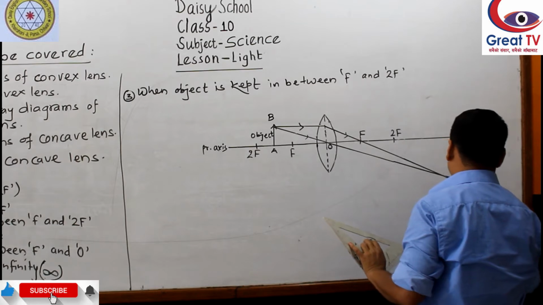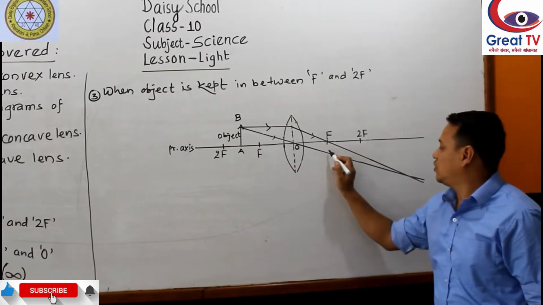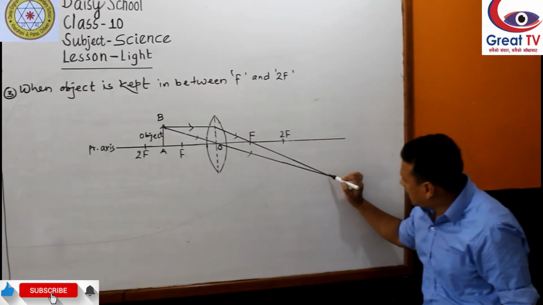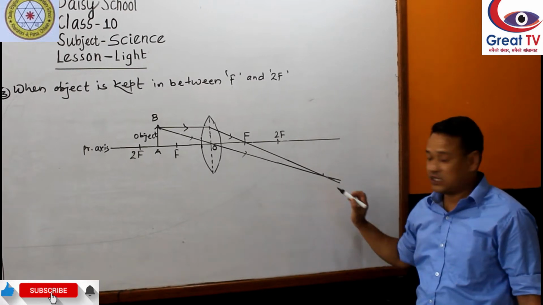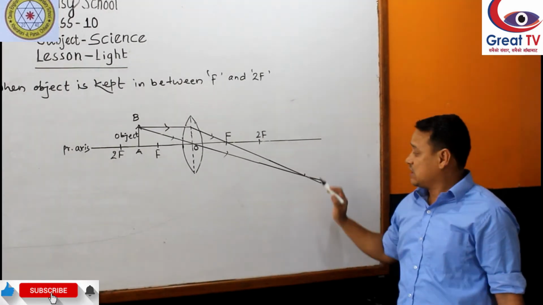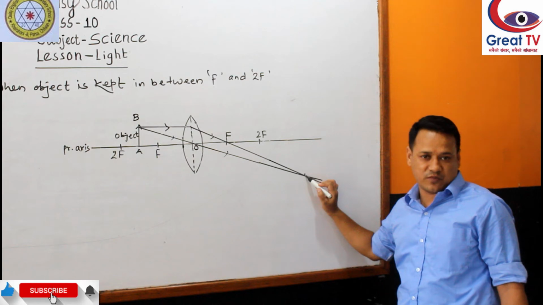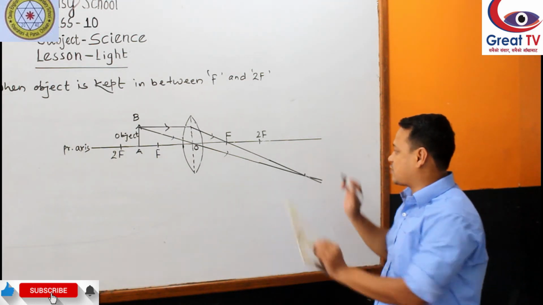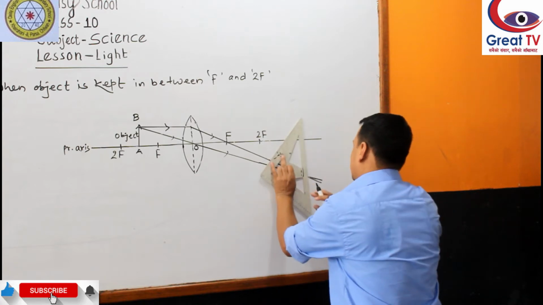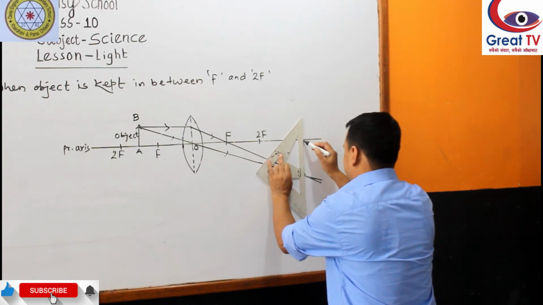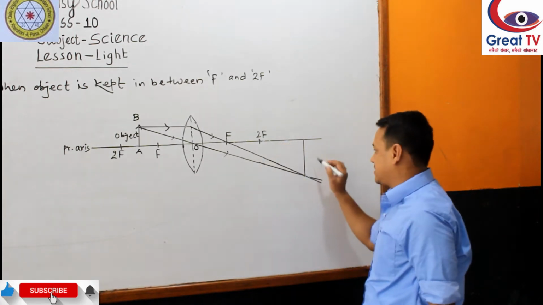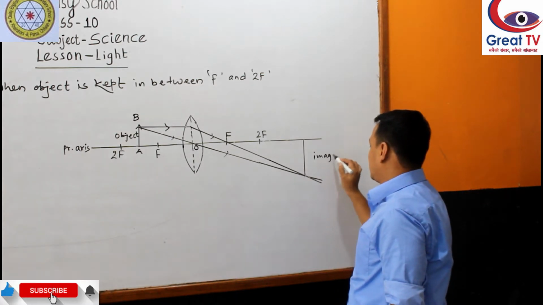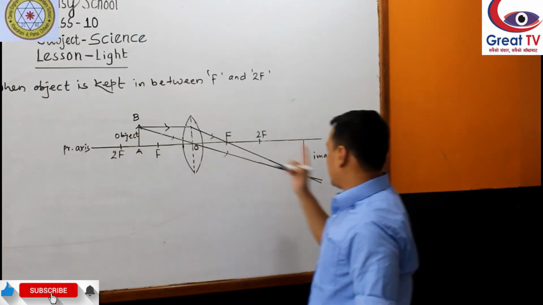So these two light rays are intersecting at this point. It is the position where the image is formed. From this point we have to join to the principal axis. This one is the object and this is the image.